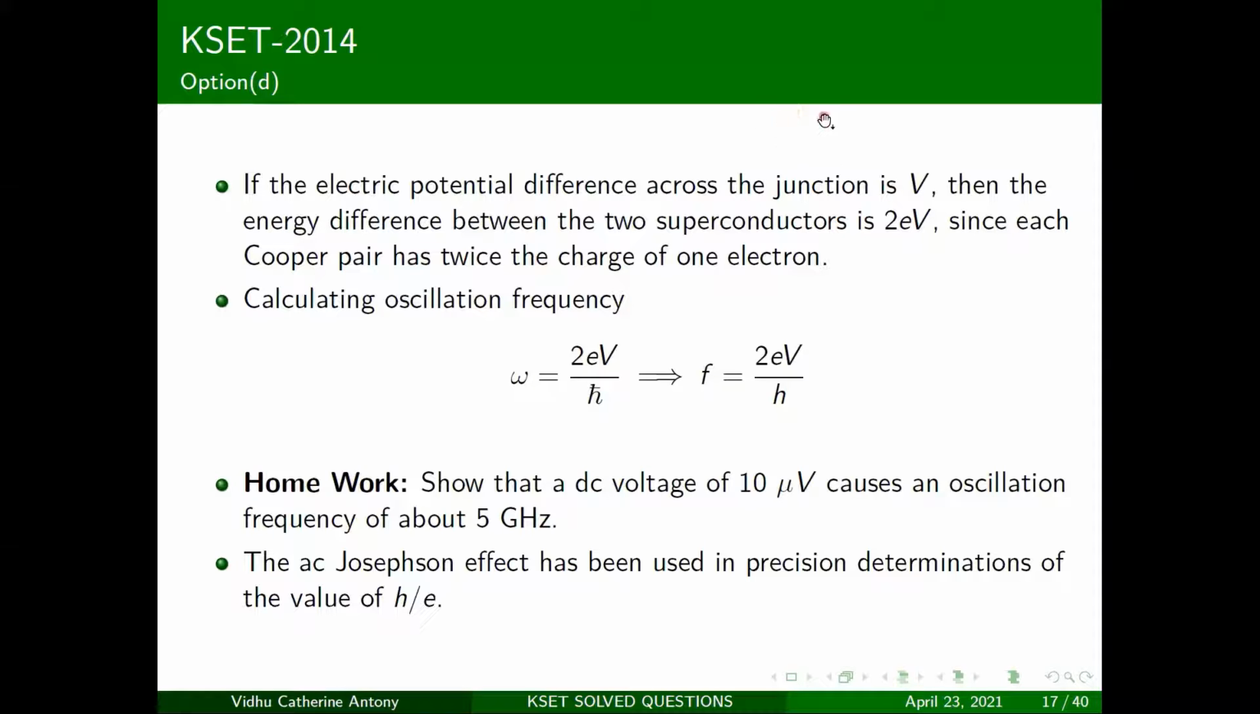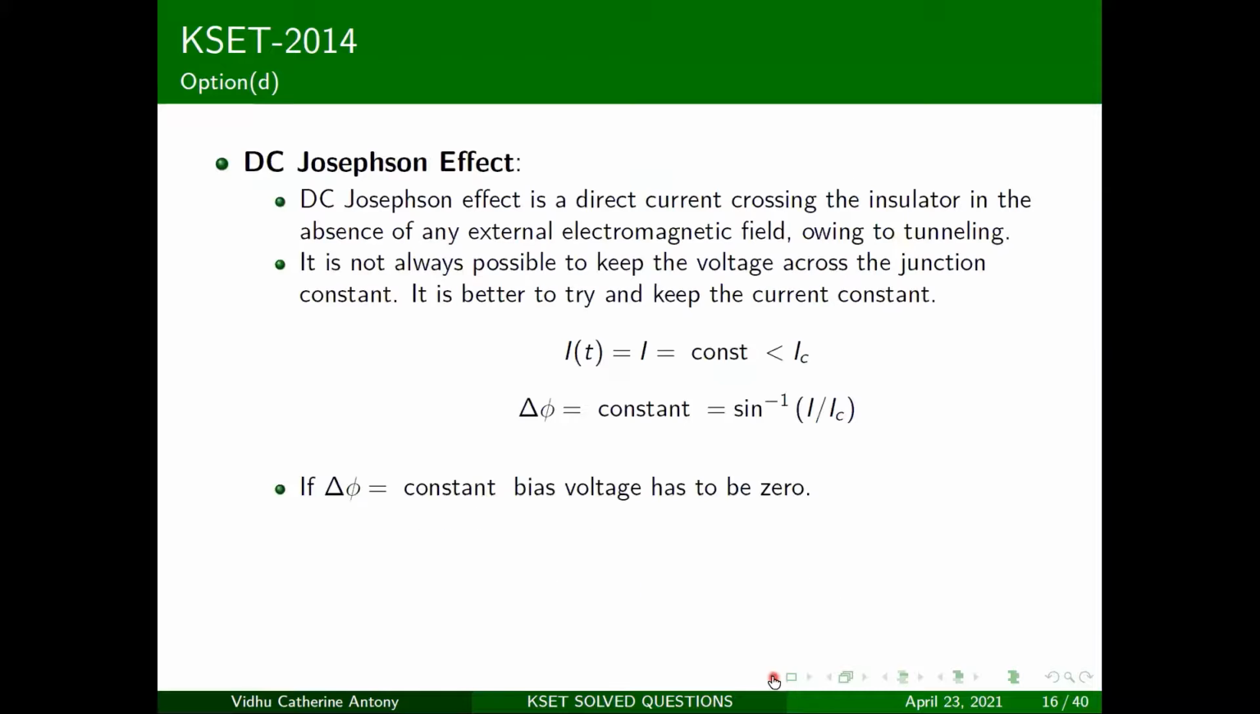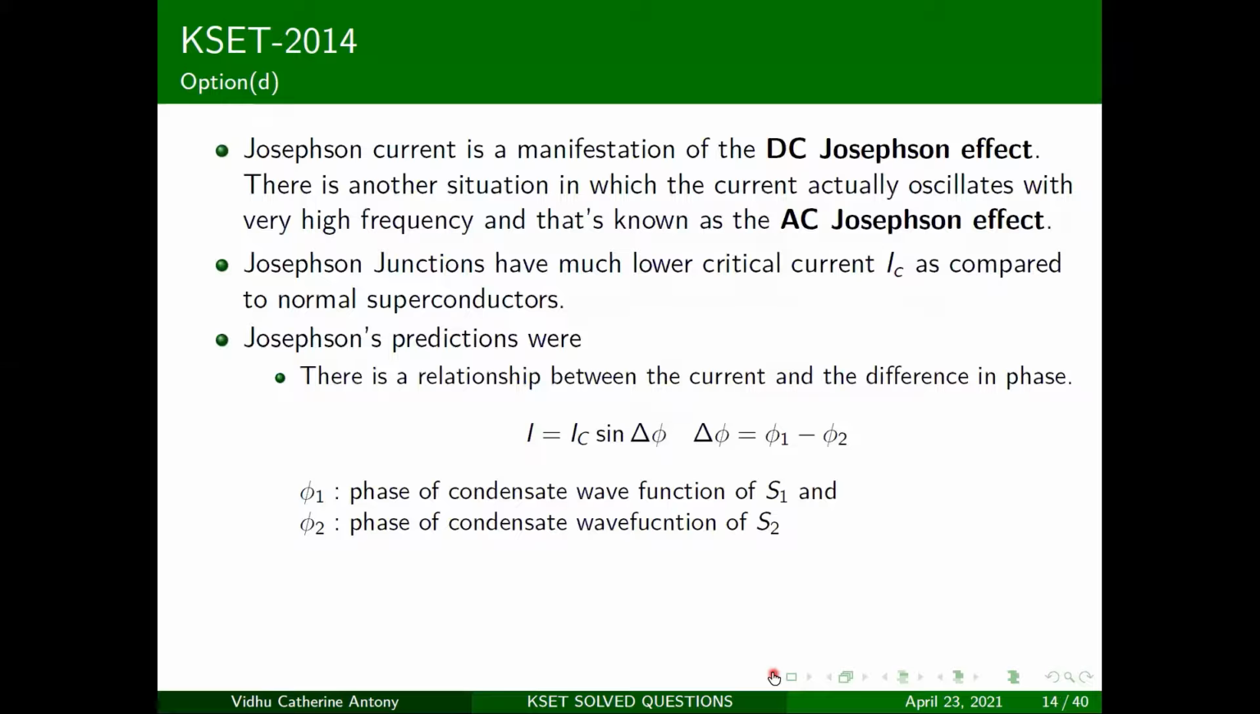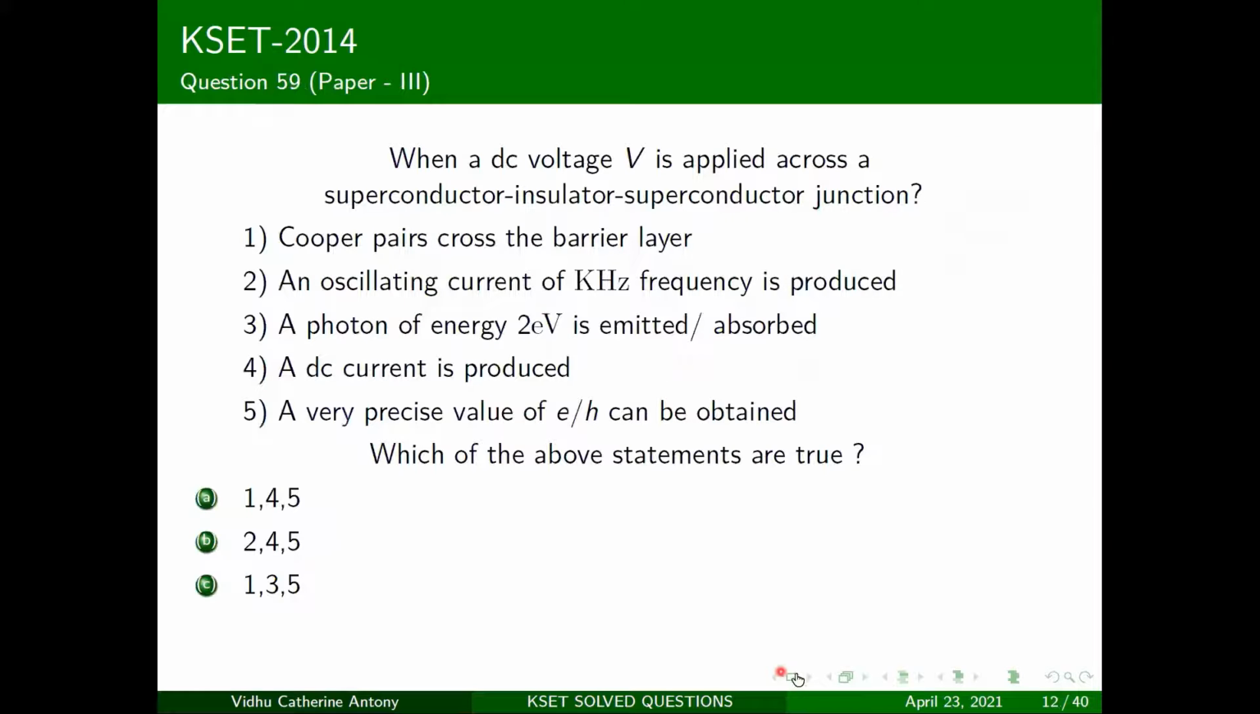Okay, so let's move on to the next. Okay, yeah, before that, I have to go back and tell you about the different things. So let's go back and look at the question that we have. Okay. So now, when a DC voltage V is applied across a superconductor-insulator-superconductor junction, what happens?